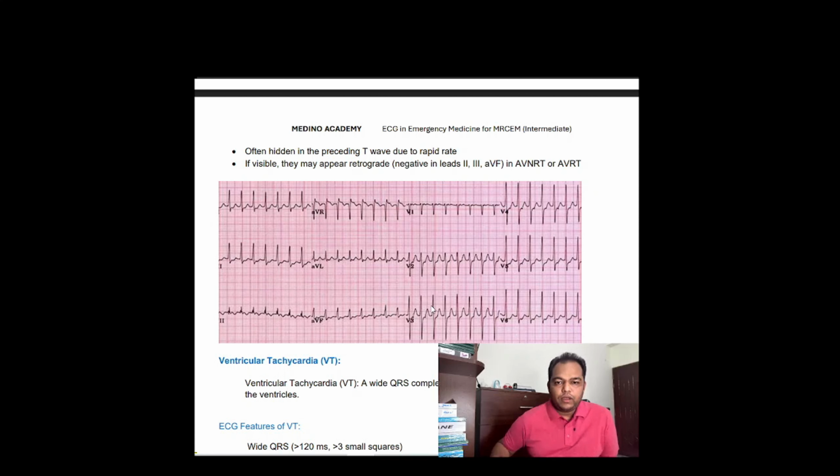So this is an ECG of supraventricular tachycardia. Supraventricular tachycardia is represented by narrow complex tachycardia. That means QRS complex is less than 120 milliseconds or 3 small squares. P wave is absent, and the rhythm is regular. That means there is a constant RR interval. So three important points. Number one, narrow QRS complex. Number two, constant RR interval, and number three, P wave is absent.